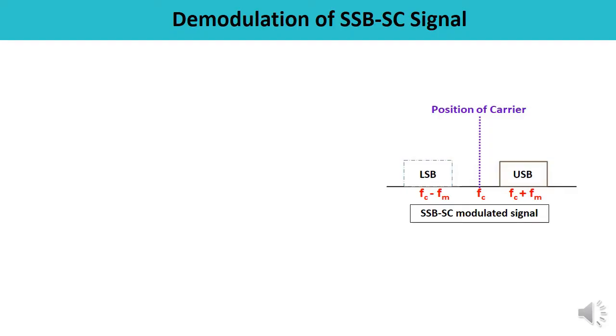Before discussing the demodulation technique, as I have told you, in the case of the SSB-SC signal only one sideband is present, or the information is transmitted via one sideband. It may be an upper sideband or the lower sideband. In this particular diagram, you can see the upper sideband is present while the carrier and lower sideband are suppressed. The bandwidth in the case of the SSB-SC signal is fm, while in the case of the DSB-SC signal it is twice fm, which is the advantage of SSB-SC over the DSB-SC signal.